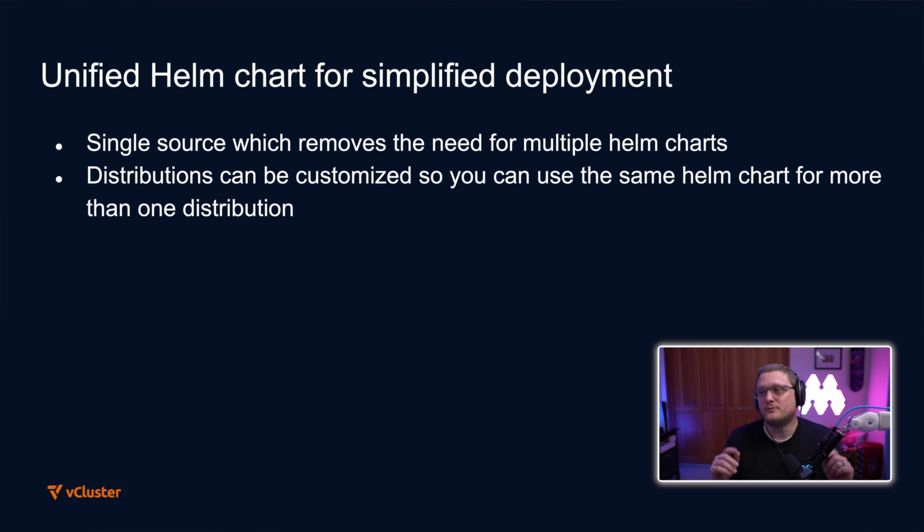All right, unified Helm chart for simplified deployment. There's a single source which removes the need for multiple Helm charts. Previously, there was a Helm chart per distribution. That could get a little bit messy if you're trying to deploy K3s and K8s and other stuff, right? The distributions can be customized, so you can use the same Helm chart for more than one distribution. Basically, you can use the same configuration, and then you just change which distribution you want to use depending on what you need to set up.